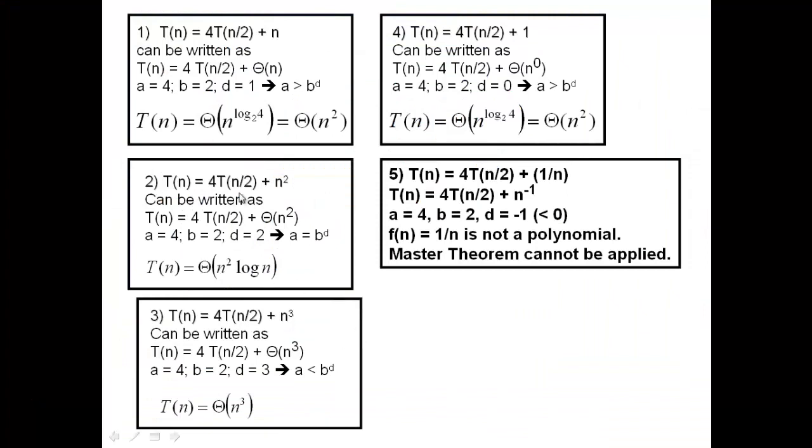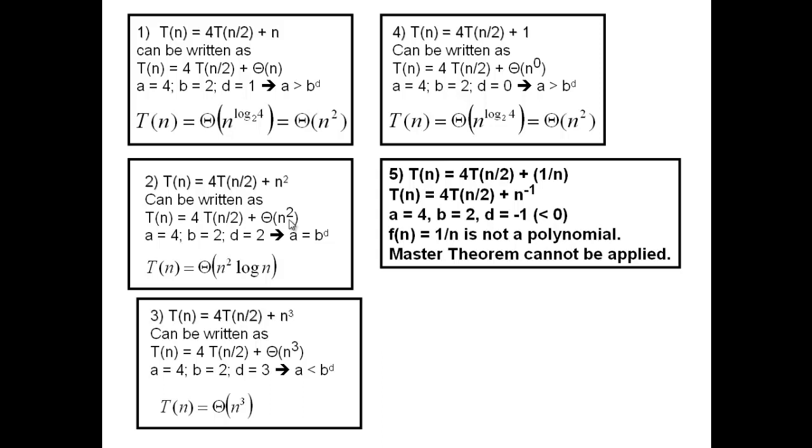So let us take up the second recurrence here. Once you are given the recurrence, the first task is to identify the values for a, b and d. If the second term of the recurrence is given as an expression like this, you have to write it as theta of some function n raised to d. If you cannot write d as an integer, then you have to use big O. So n square can be written as theta of n square, and d is 2 here, which is an integer. So we can write down the values of a, b and d. So a is 4, b is 2, d is 2.